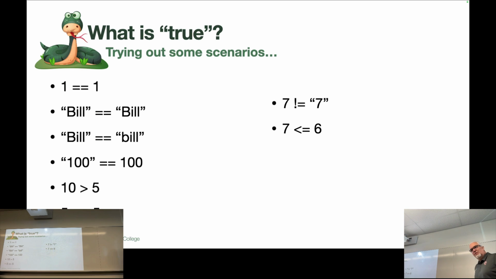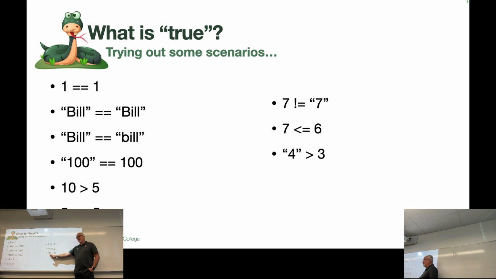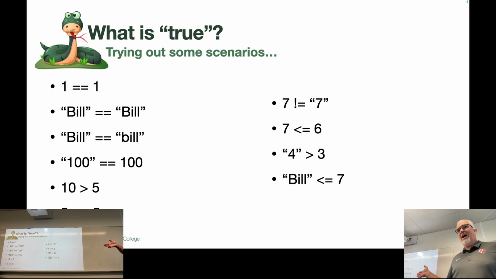7 is less than or equal to 6. False. That is a trick question. That comparison will give you an error because Python doesn't know what to do with that. It would be the same as trying to add these two things together. Python doesn't know how to add a string to an integer. It also does not know how to compare the relative greatness or the relative size of a string to an integer, and therefore that one also generates an error. Okay?